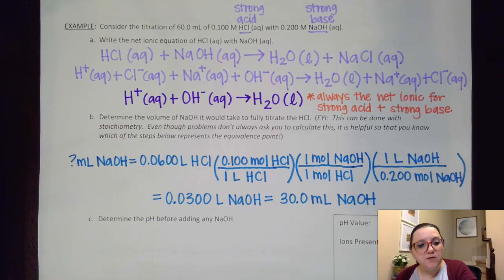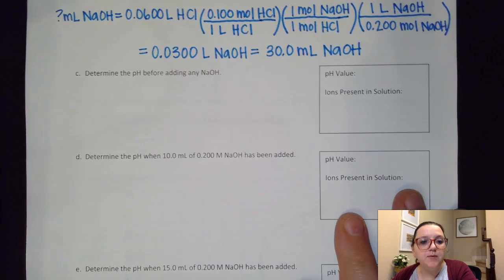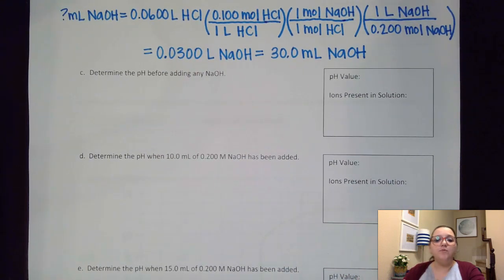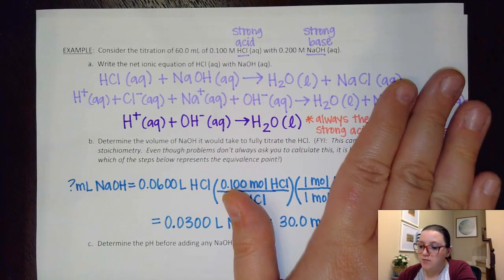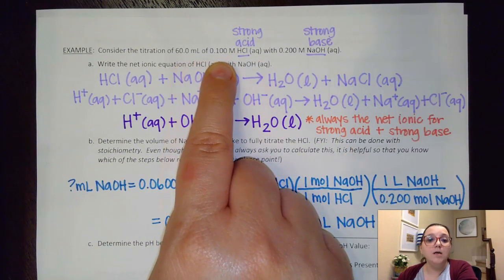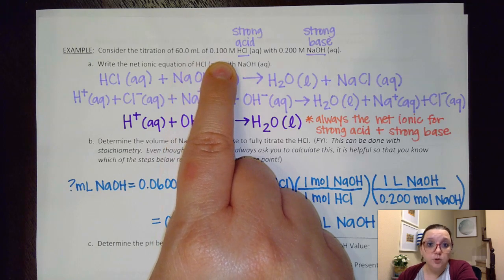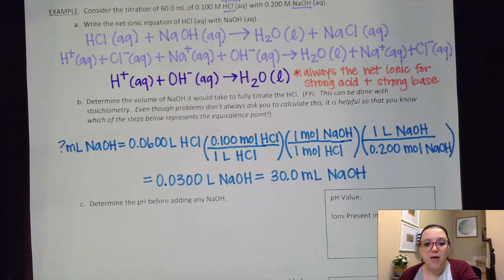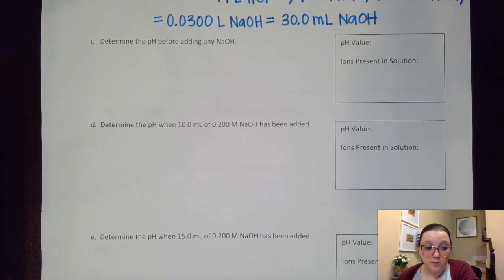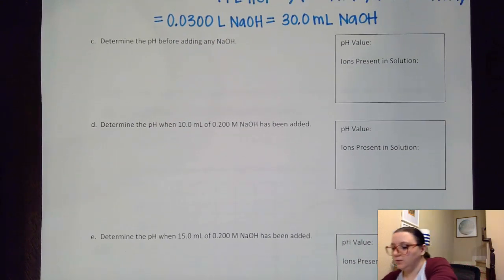The next part of this problem wants us to determine the pH of our solution before we add any NaOH whatsoever. This is actually what we've already done on a previous day. What we want to do is we want to figure out the pH of this 60 milliliter 0.1 molar hydrochloric acid solution. We are trying to figure out the pH of a strong acid. So think about how we've done that in the past. So this is going to look really familiar here. Let me put this all up.